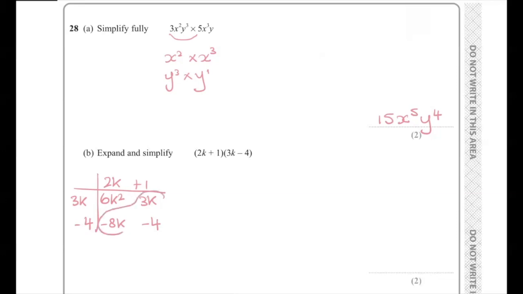This middle section, I call it the nugget method because it looks like a little nugget. That has to be grouped together because they are just single k's, so they can go together to make their own group. My final answer then is 6k squared. I've got minus 8k, and I'm going to add 3. If I'm at minus 8 and I add 3, I'll end up at minus 5. And then I've got that minus 4 on the end. And we're done, which is fabulous.